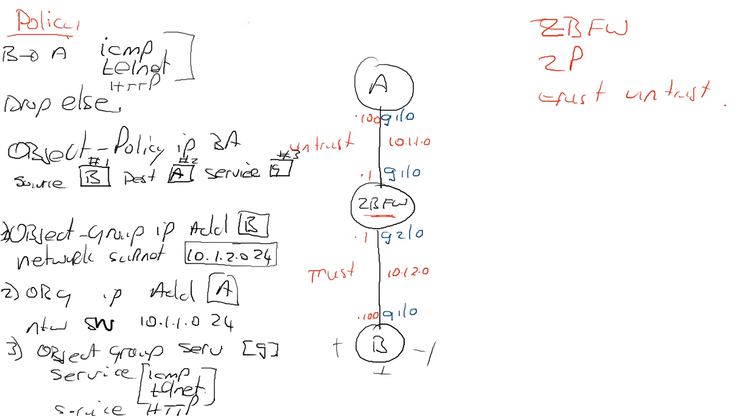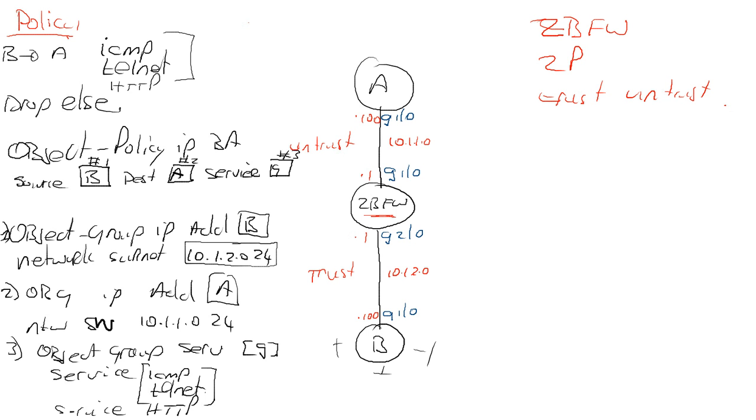For now, trust and untrust is good enough for me. I'm not going to worry too much about the other ones, so I'm not going to create new security zones. What I am going to do is reuse the current security zones that have been created for me by the actual system. The only thing I have to do then is create a zone pair.